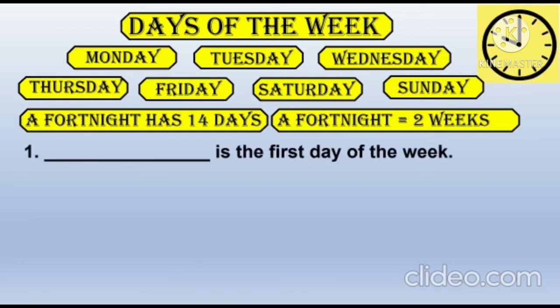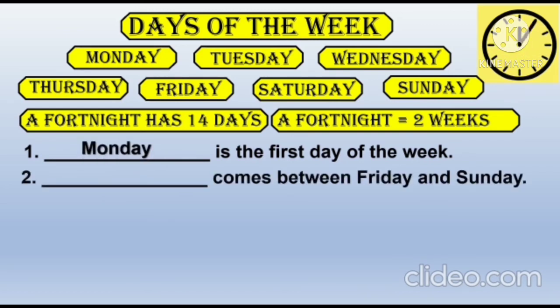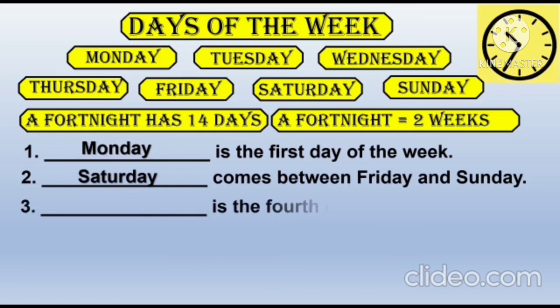Look at the first sentence. Dash is the first day of the week. Children, we start our week with Monday, so Monday is the first day of the week. Dash comes between Friday and Sunday. Between is the middle one. So between Friday and Sunday we are having Saturday. Dash is the 4th day of the week. You will have to remember the order. Count with me. 1, 2, 3, 4. So Monday, Tuesday, Wednesday, Thursday. Thursday comes at the 4th place. So we write Thursday is the 4th day of the week.